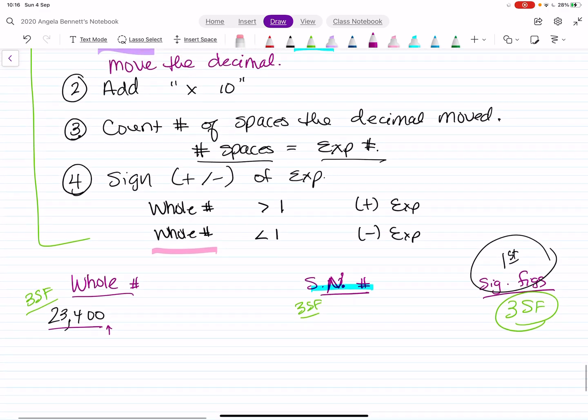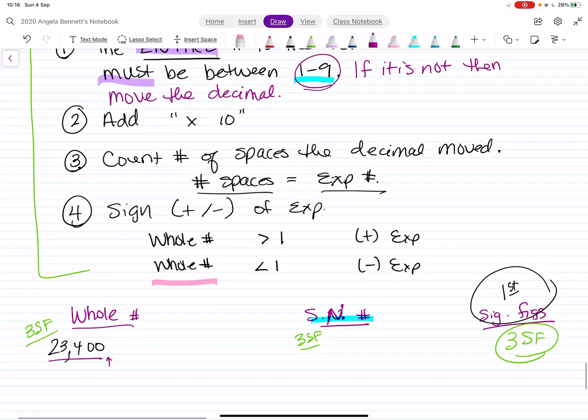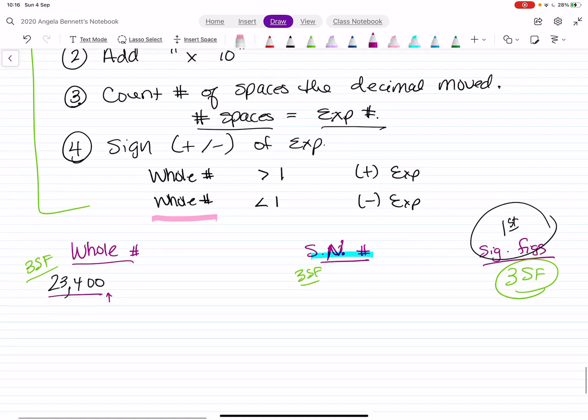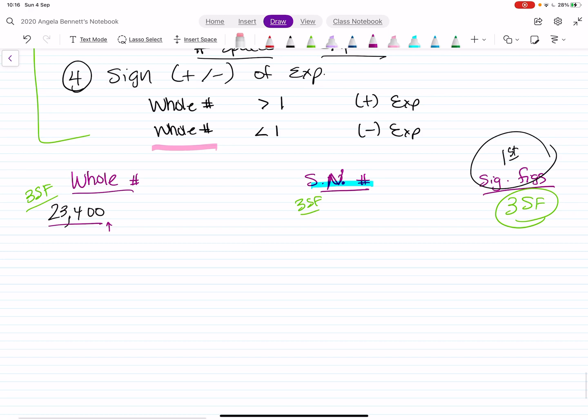That is not between 1 and 9. That's 23,400. So that means I need to move my decimal place in order to get the entire number that is to the left of the decimal exactly where I need it. And you'll get to be really good at this, really fast. If I move it here, the entire number is 2,340. There, the entire number would be 234. There, the entire number to the left of the decimal would be 23.